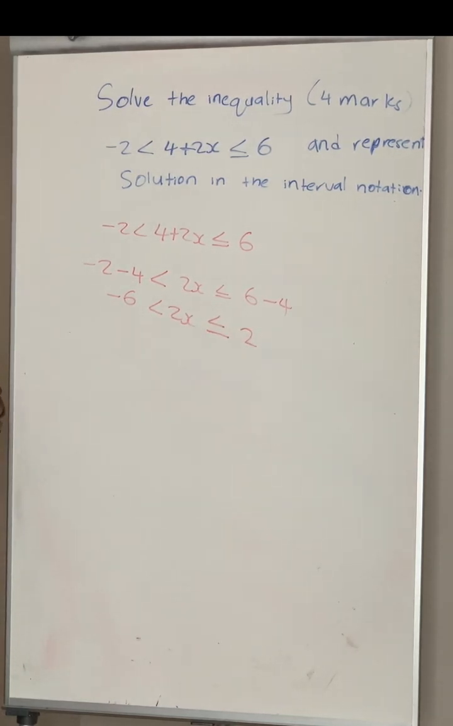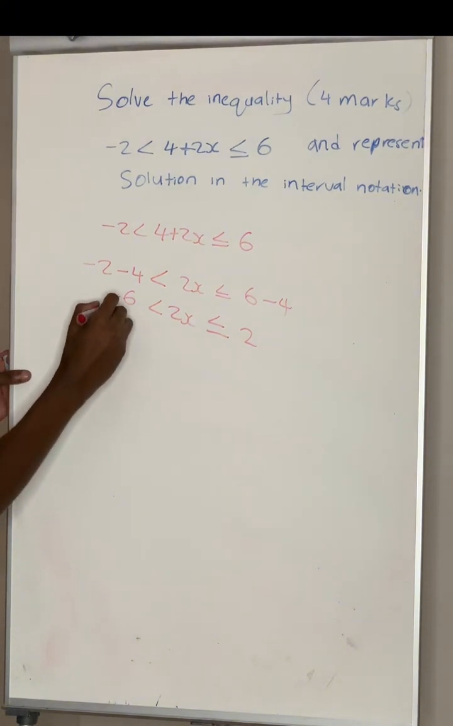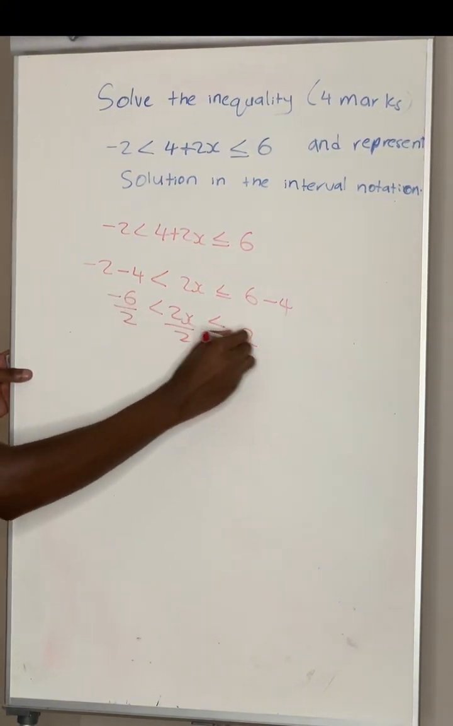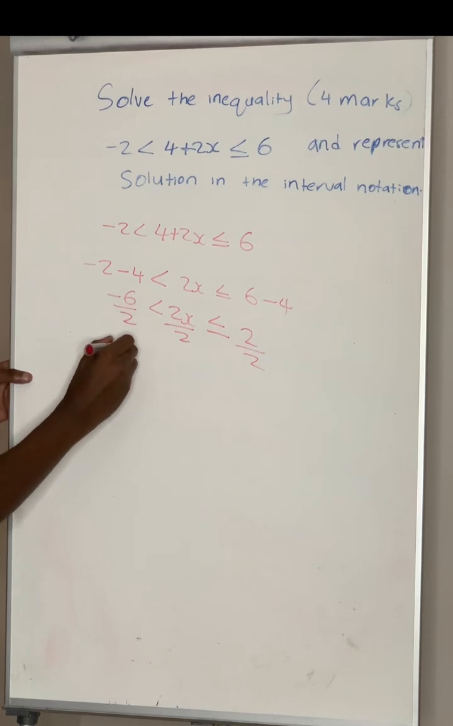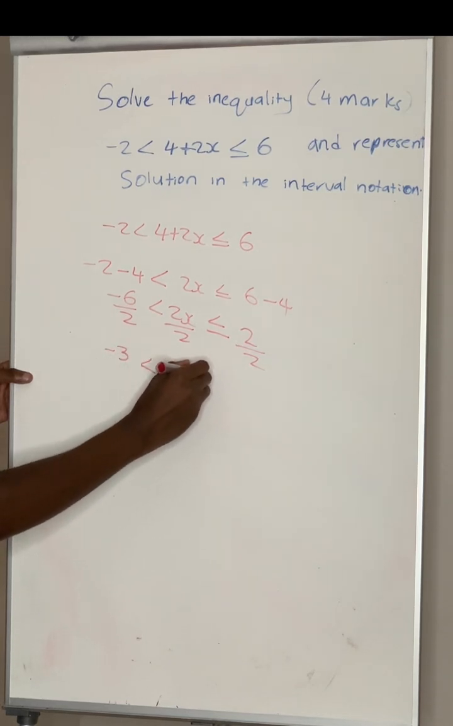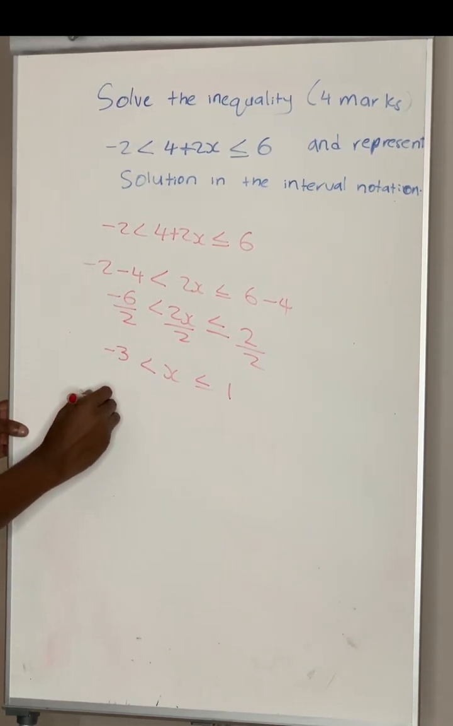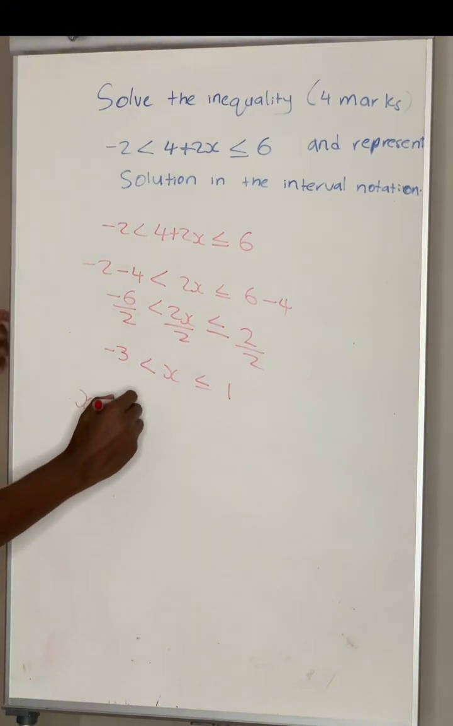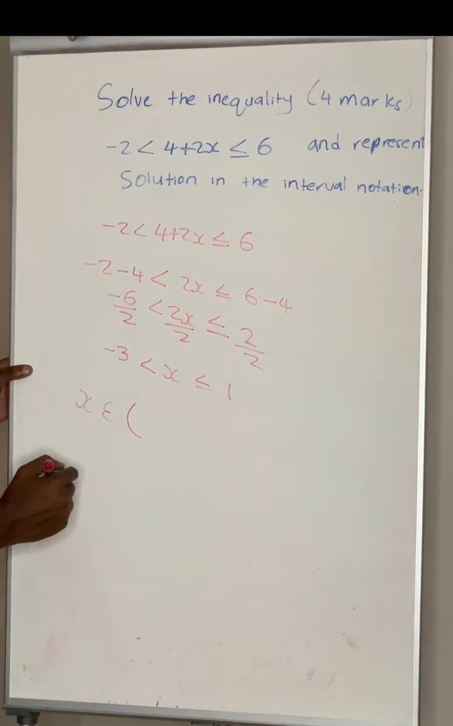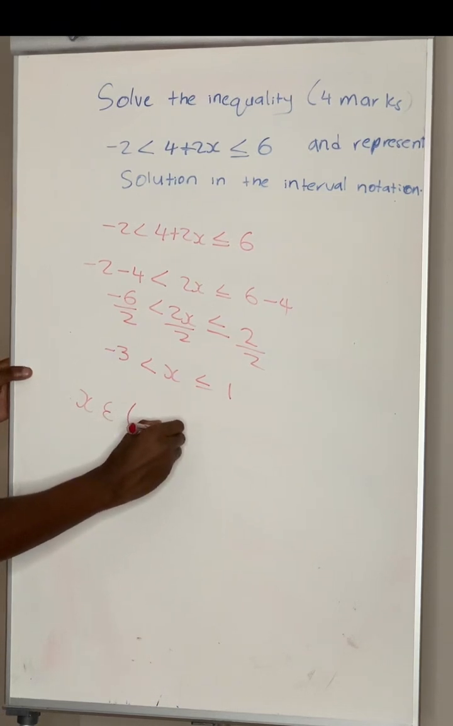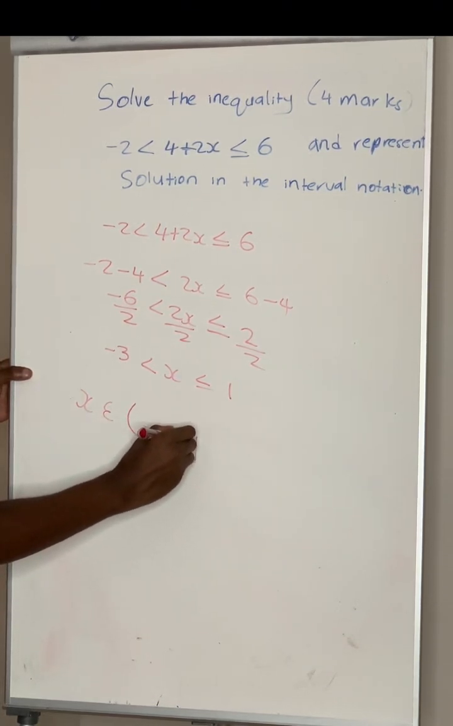2. Okay? And then from here, let's divide everything by 2. So divide by 2, divide by 2, divide by 2. Negative 3 is less than x is less than or equal to positive 1. But now remember, we are asked to represent the solution in interval notation. So you're then going to say x is an element of a circle bracket or the normal bracket, negative 3, and the square bracket, 1.